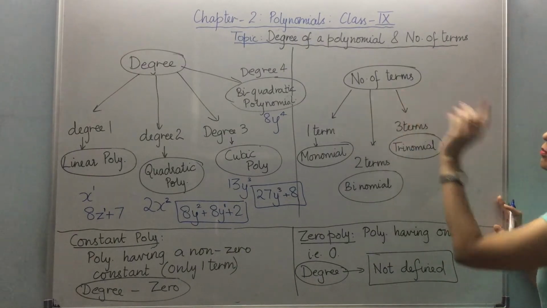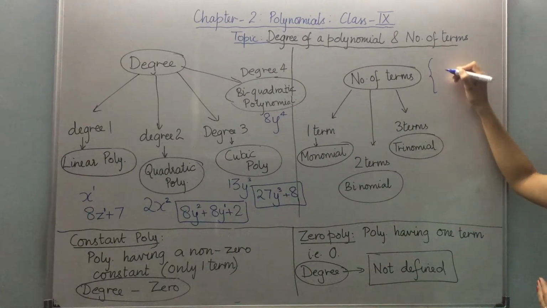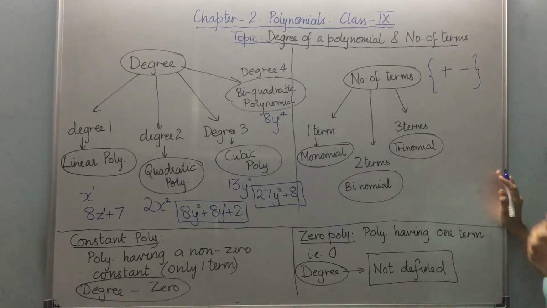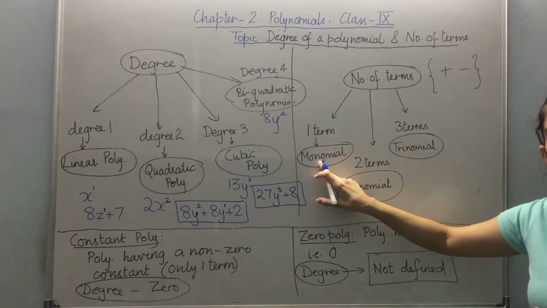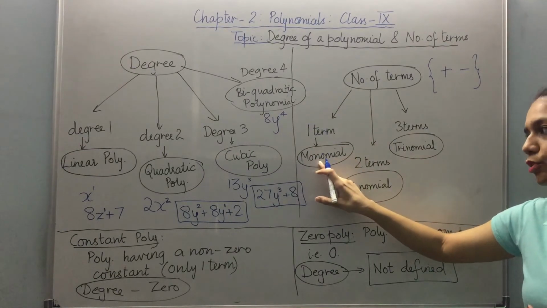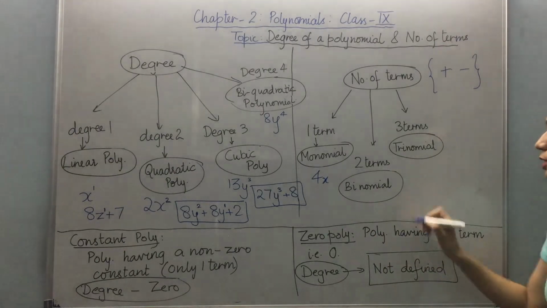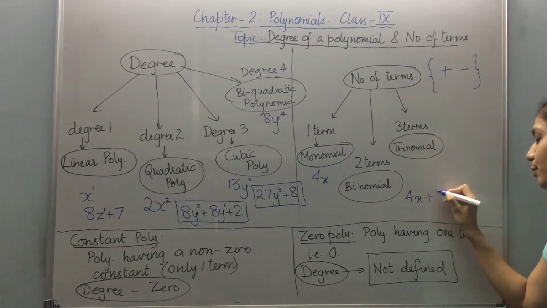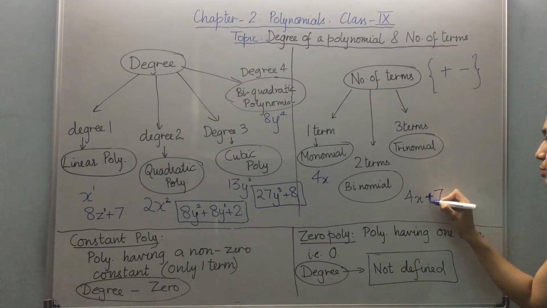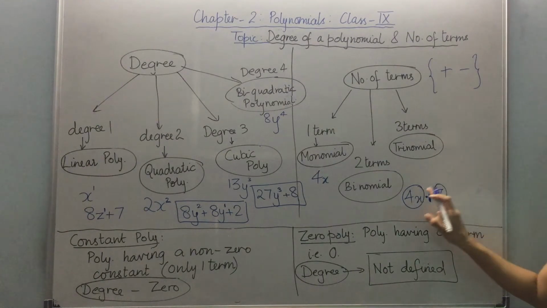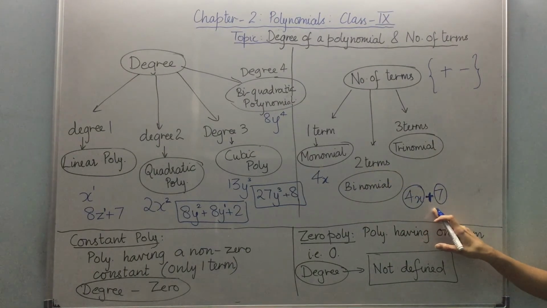Let us come to number of terms. We have already studied that only plus and minus signs separate the terms of an expression. So if there is only one term in an expression, we call it a monomial. For example, 4x. If there are two terms like 4x plus 7, one is 4x, one is 7 separated by this plus, so we say that this is a binomial.